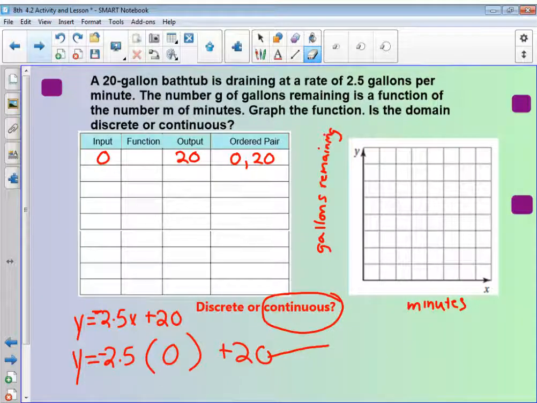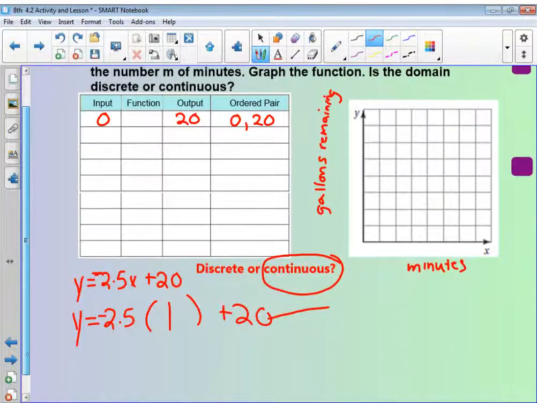This time we're going to do after 1 minute. Negative 2.5 times 1 minute is going to be negative 2.5 plus 20. If you're not comfortable with integers, then use your calculator. If I take 20 minus 2.5 gallons, that's going to give me 17.5 gallons remaining.